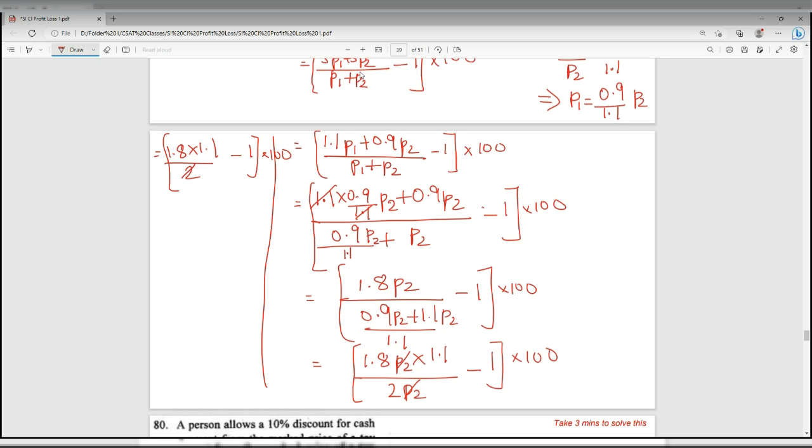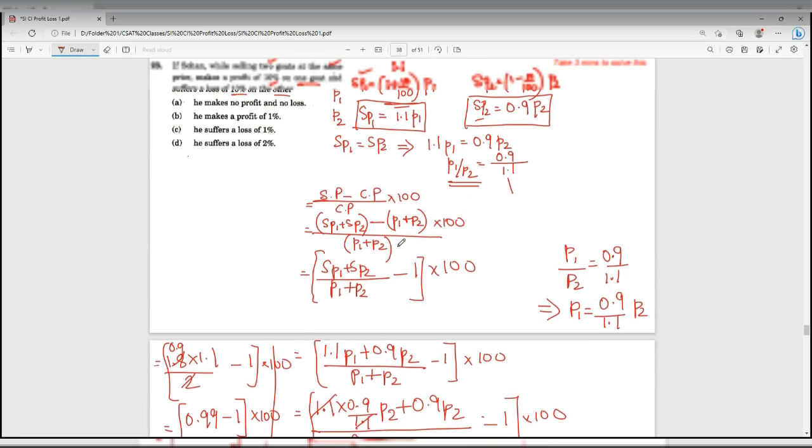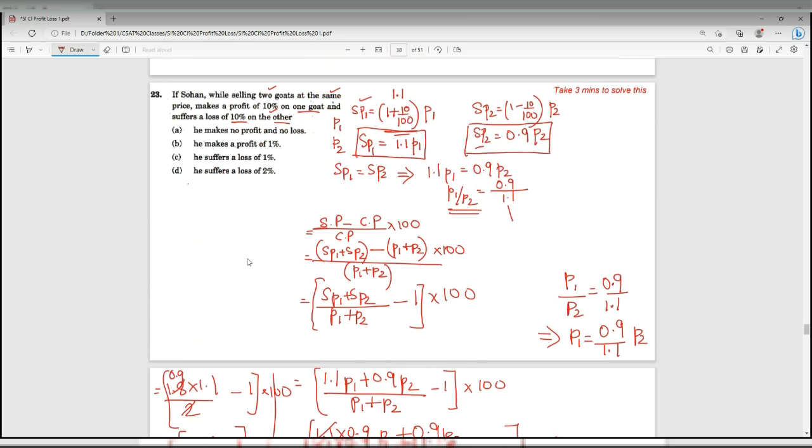And 2 ones are 2, 0.9s are... This is 0.9 into 1.1, which is 0.99. Minus 1 into 100. This is equal to minus 0.01 into 100, which is minus 1. So the overall profit or loss: he suffers a loss of 1%, that is minus 1%. So the correct answer is option C.